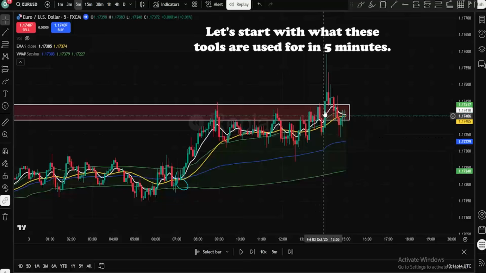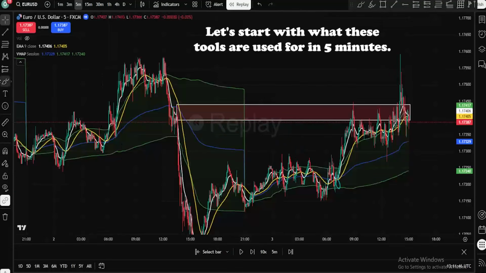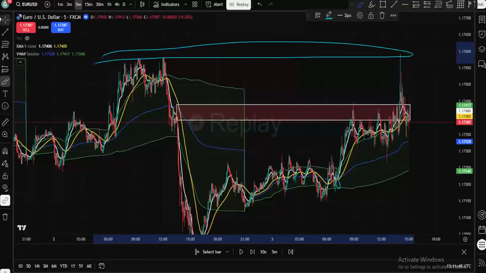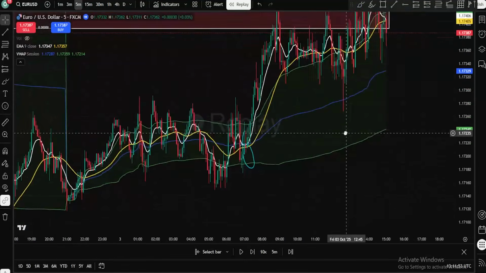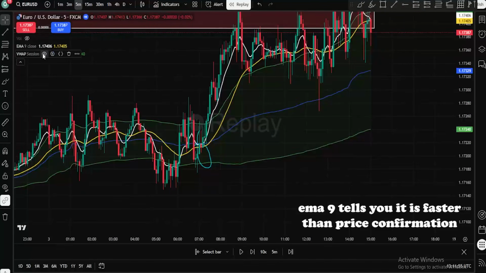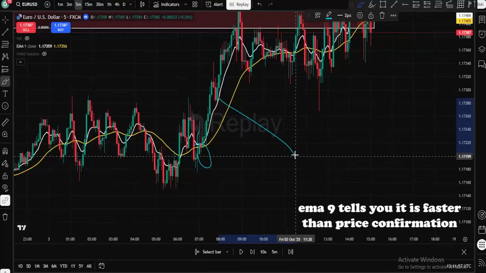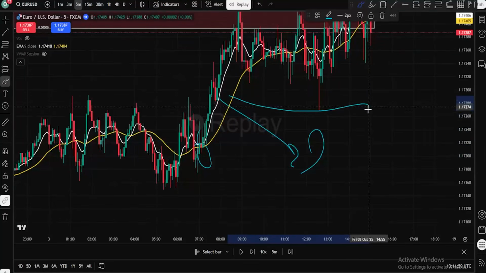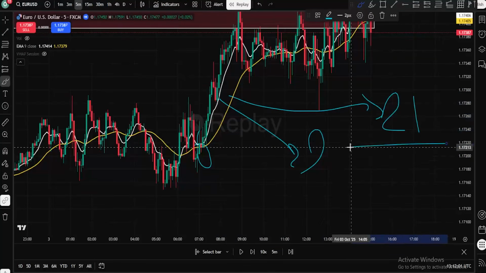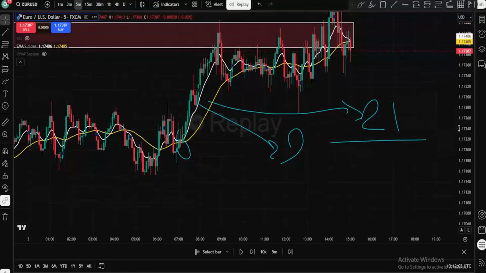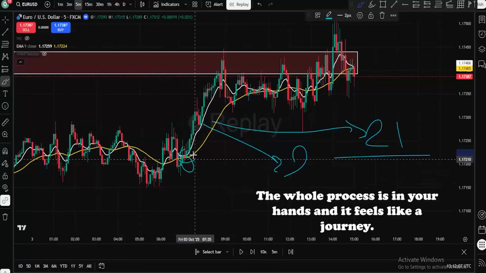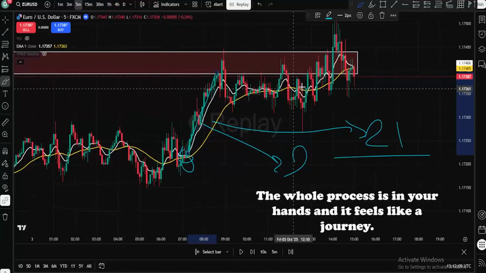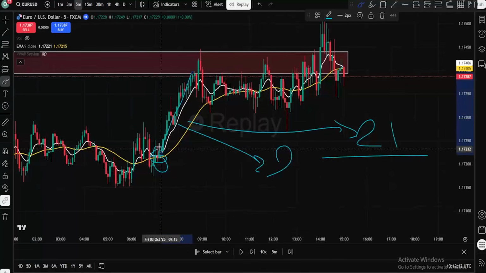Well, first of all, you need to know why EMAs and VWAP are such a great combination. The EMA, or exponential moving average, is like the beating heart of a market trend. The EMA 9 tells you exactly where the price action is right now: fast, nervous, or calm. The EMA 21, however, is like an eagle's eye view of the market. It's slower, but it gives you a clearer picture of the overall direction.